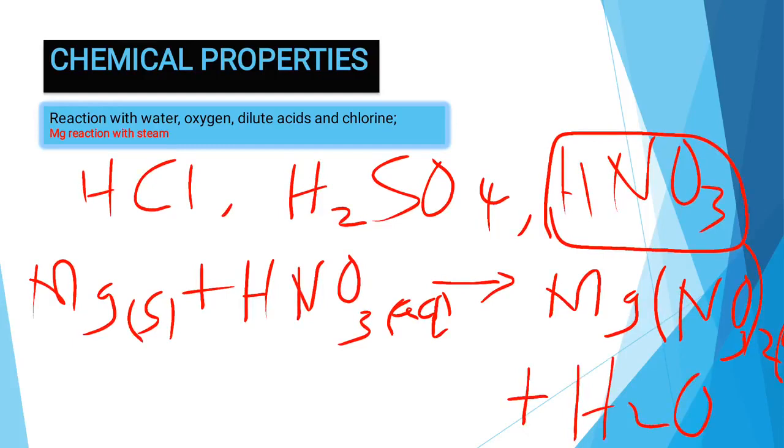Remember, we said that every time a metal reacts with an acid, there is production of hydrogen gas, and then we'll also have a salt. So in this case now, we have magnesium nitrate as our salt, and then we have hydrogen gas. Sorry, this is not water, it's supposed to be hydrogen gas. Hydrogen gas being liberated.